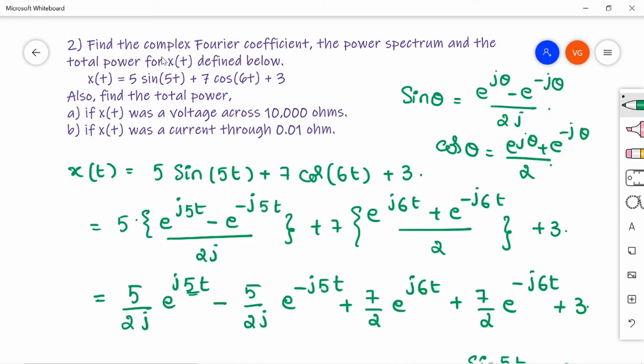After finding the complex Fourier coefficients, we have further to calculate the total power in the signal. So to find out the total power, we have to find out the power in each complex Fourier coefficient, then add it up. So let us see how to do that.